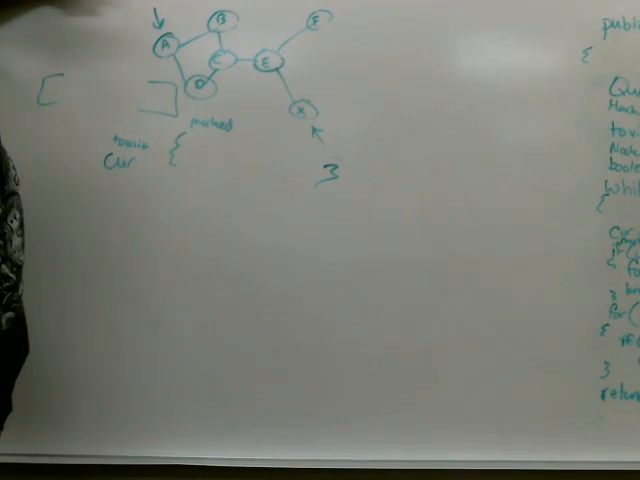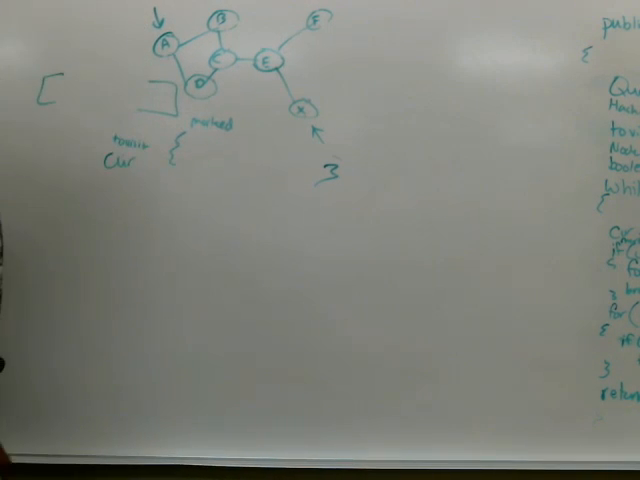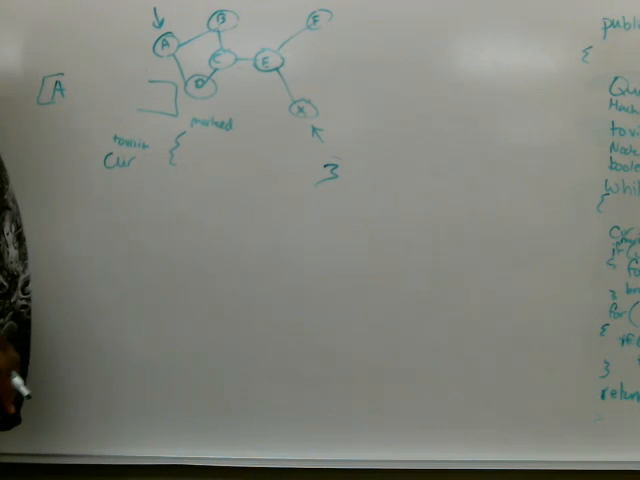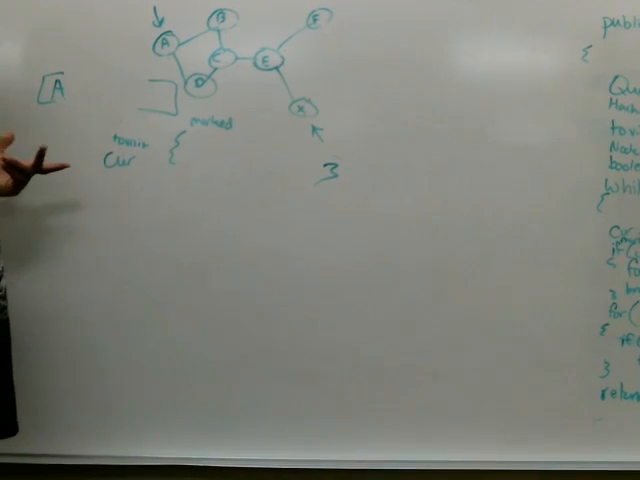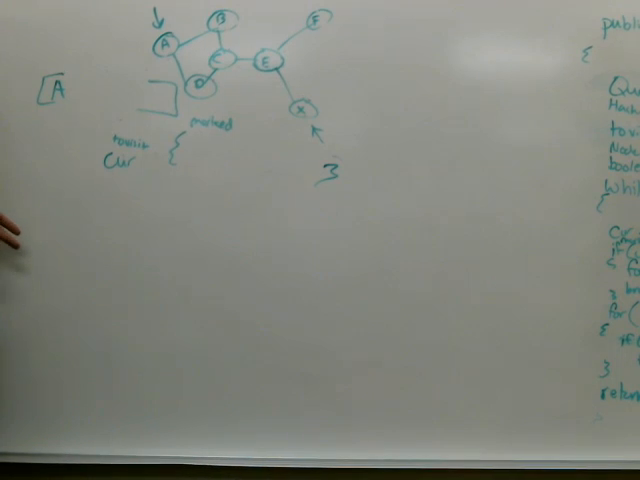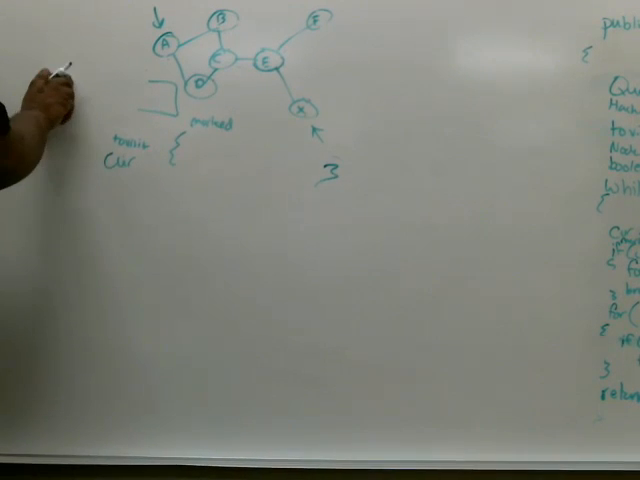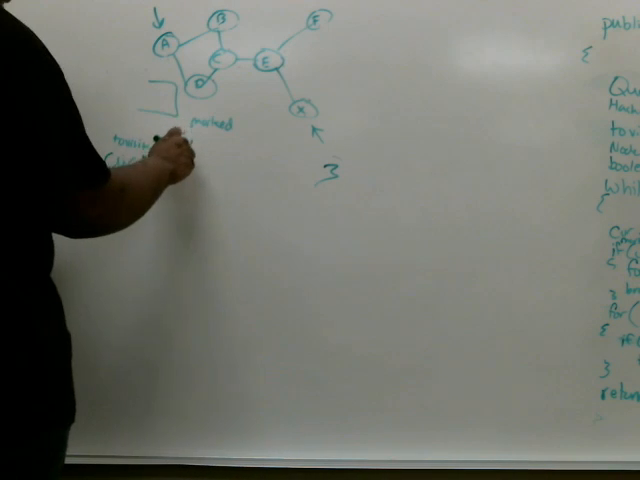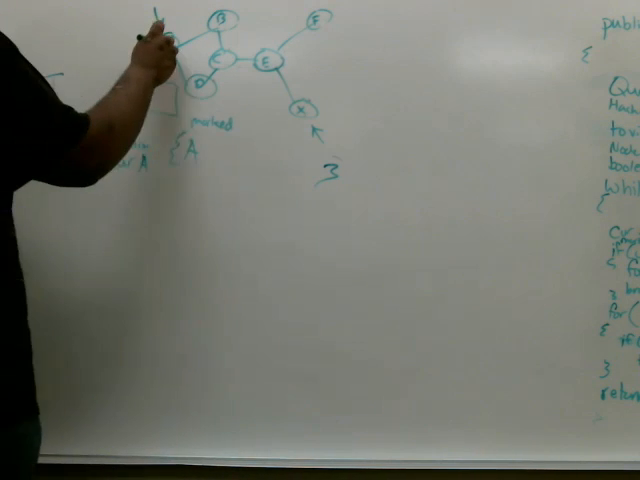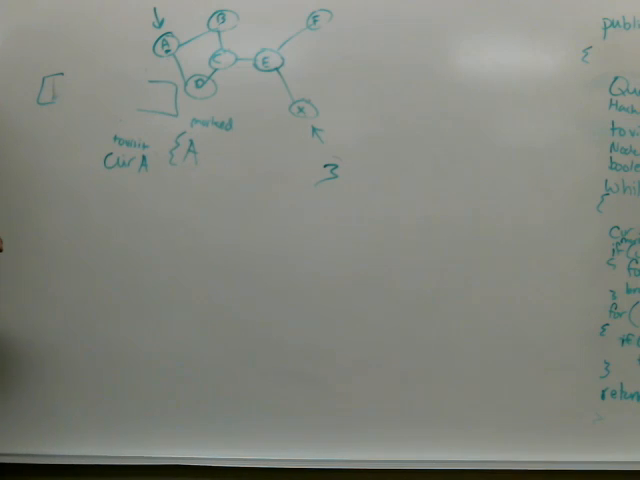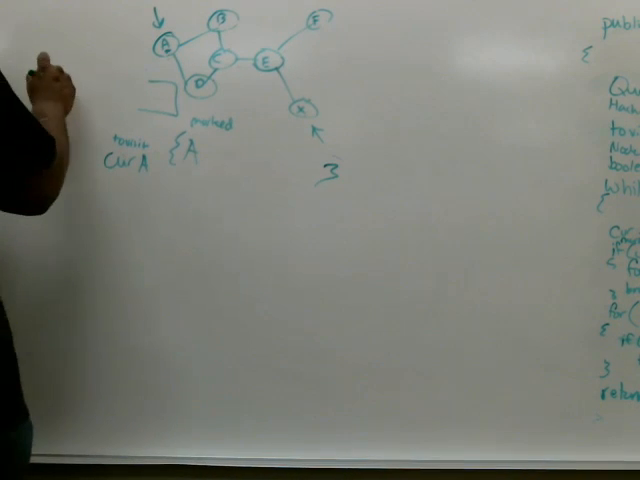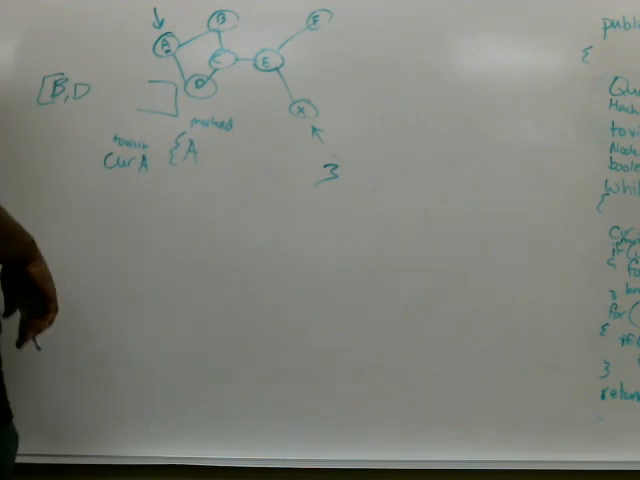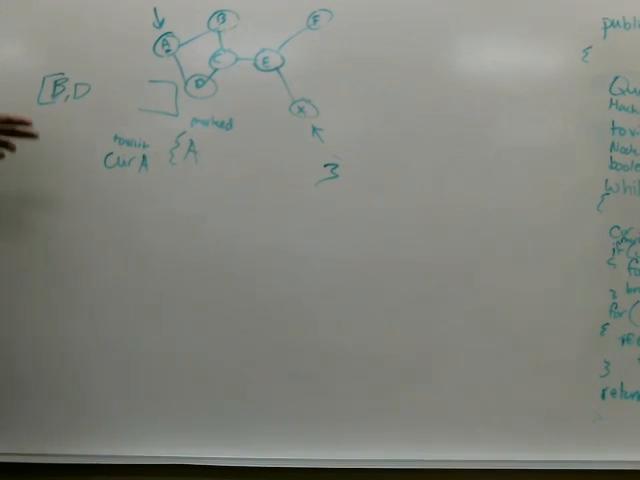Okay, so we do a similar thing. We push our first element onto the queue. Okay, so now we start the loop. So we dequeue A. So now current is A. We mark A as visited. Okay, I don't want to do this in fancy colors this time. So now we visit A. So now we enqueue all of A's neighbors, so B and D. Okay, so now we dequeue.